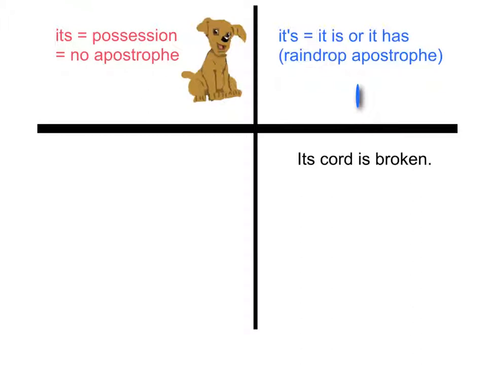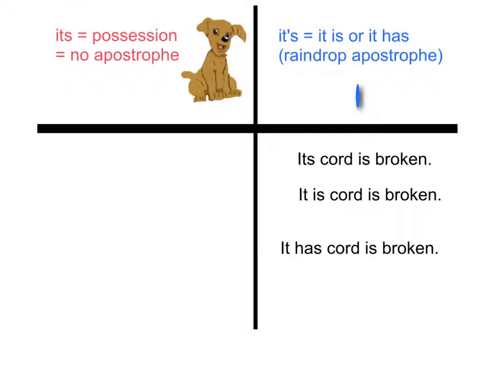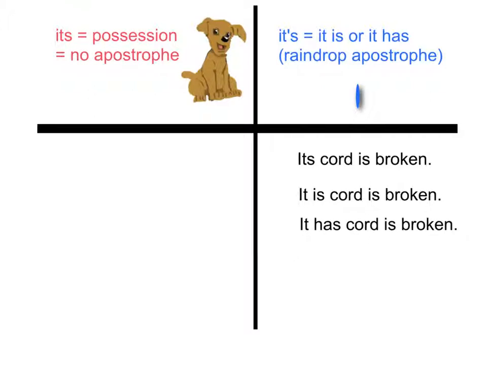So let's write out the sentence. It is cord is broken. That's one possibility. The other possibility is it has cord is broken. That's another possibility. Does that make sense? Here's why it doesn't. It is cord is broken has a verb repeated. It has cord is broken has two verbs where it doesn't need it.